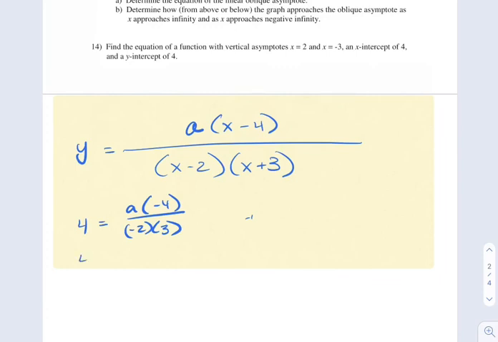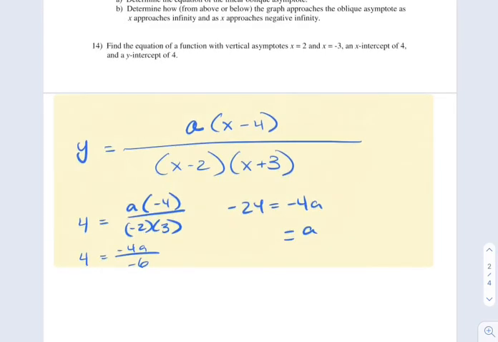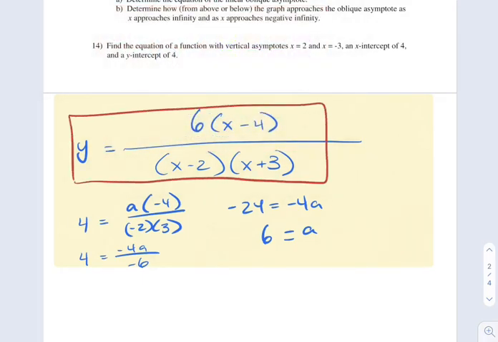And when I multiply those together, we have 4 is equal to negative 4a over negative 6. We can solve that by multiplying both sides by negative 6, which gives us negative 24 is equal to negative 4a, and divide by negative 4 on both sides. That gives us a is equal to 6. And we'll put that into our equation. And that's our final equation. That's an equation that has vertical asymptotes at 2 and negative 3, an x-intercept at 4, and a y-intercept at 4.